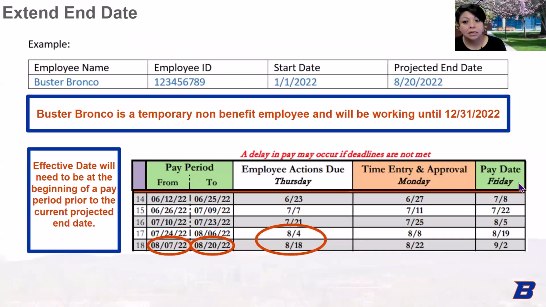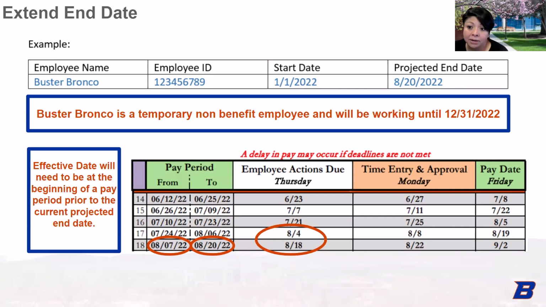Extending an end date. One of the common things that we find here is people will submit a projected end date with an effective date after that job has already ended. In order to catch that, it does have to be prior to the end date. So in this example, we have Buster Bronco, who has a start date of January 1st, 2022, with a projected end date of August 20th, 2022.